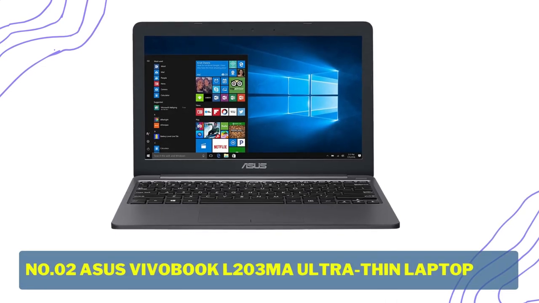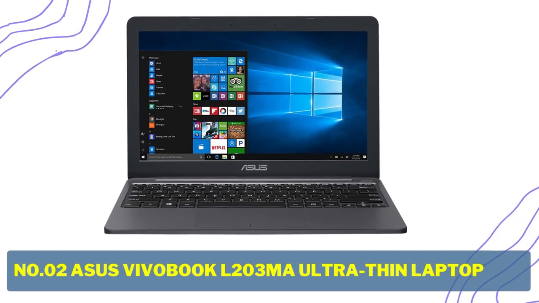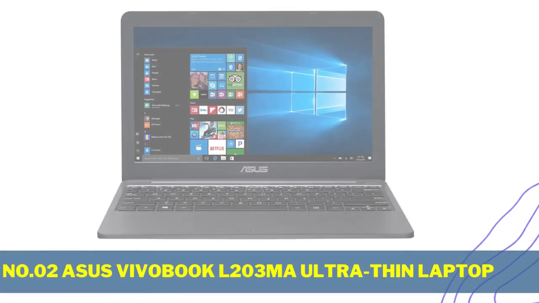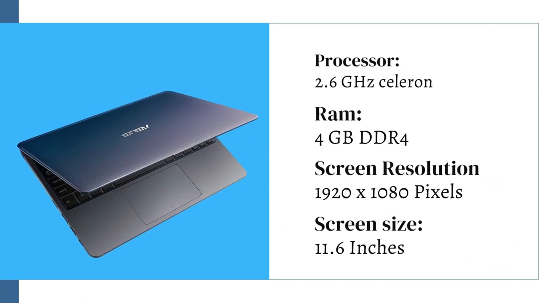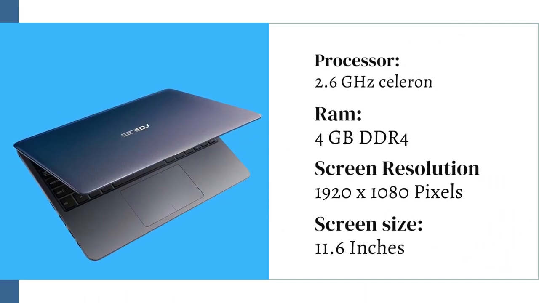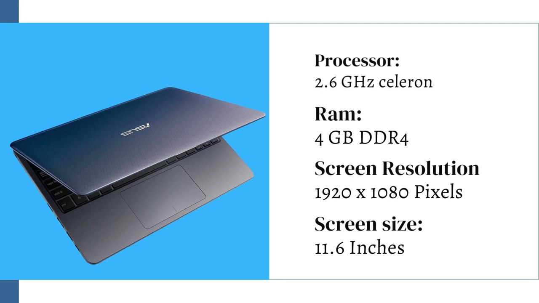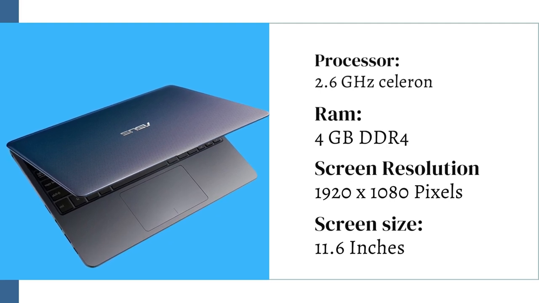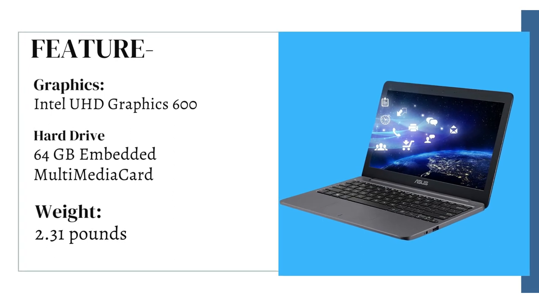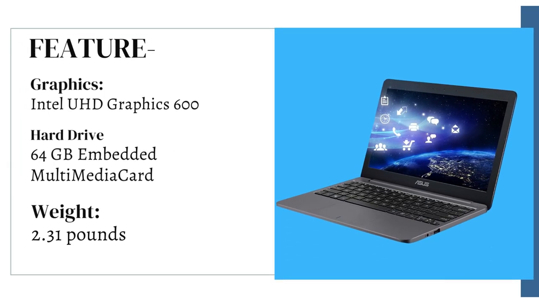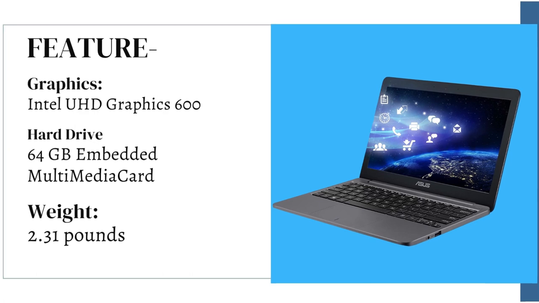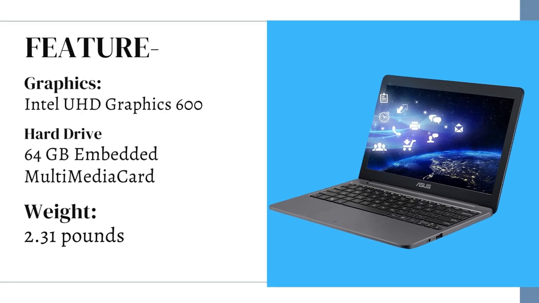Number 2. ASUS VivoBook L203MA Ultra Thin Laptop. It comes with Intel Celeron processor with 2.6 GHz Celeron, 11.6 inches display, it has 64GB embedded multimedia card, hard drive with Intel UHD graphics 600, it weighs only 2.31 pounds.